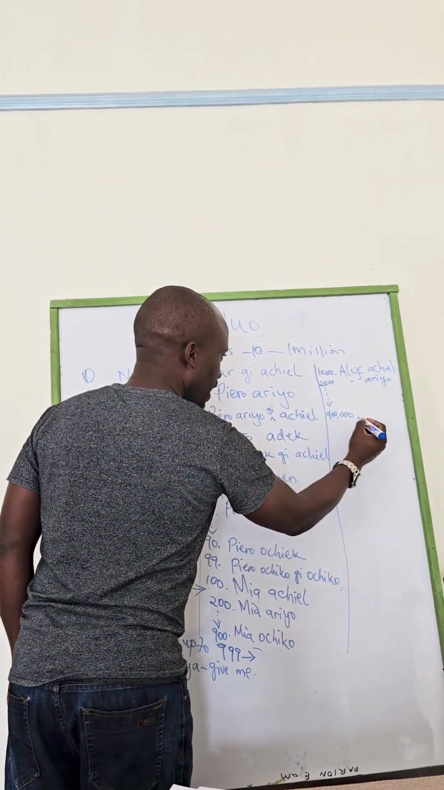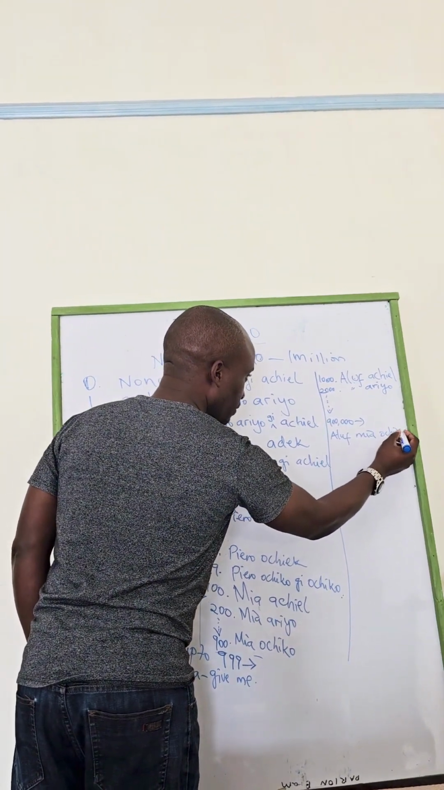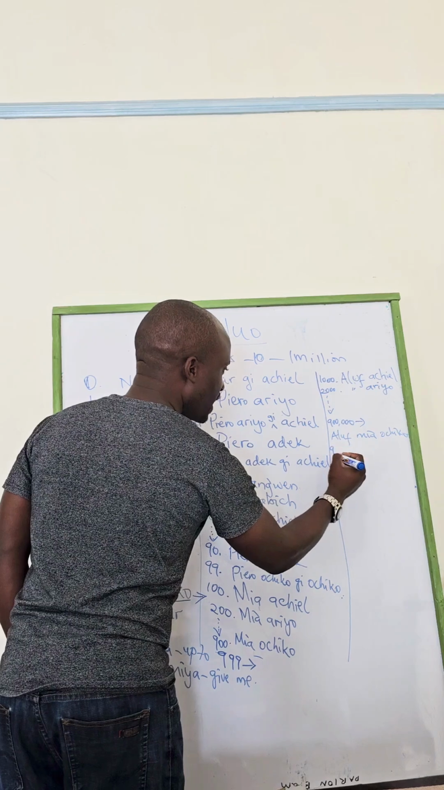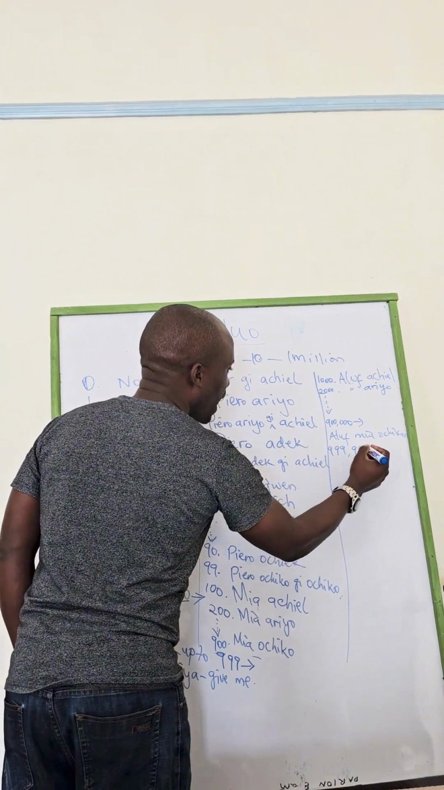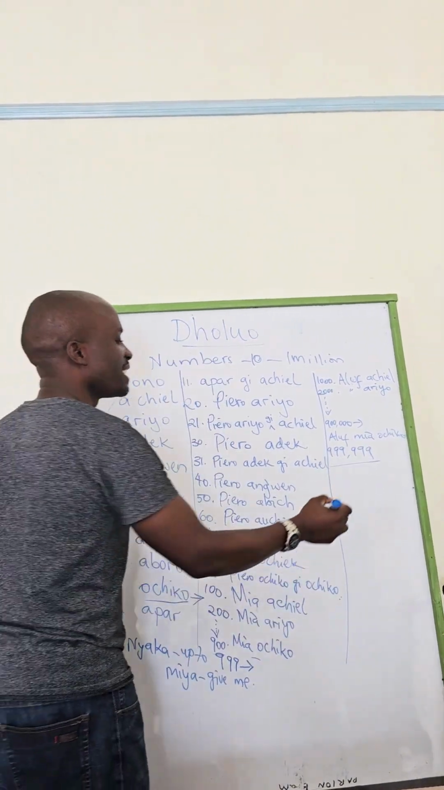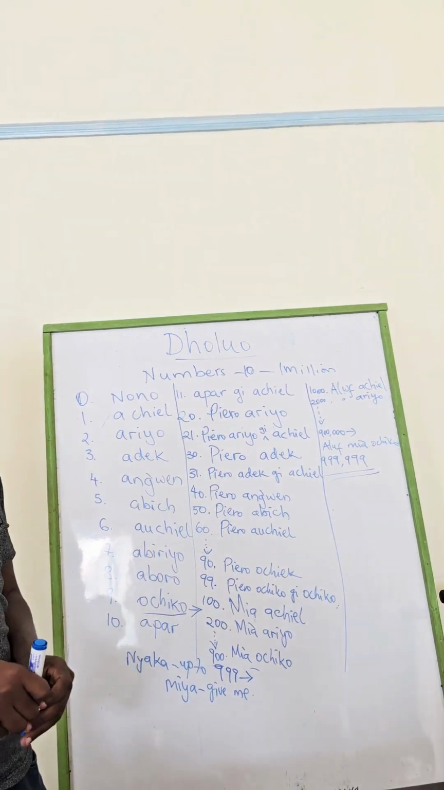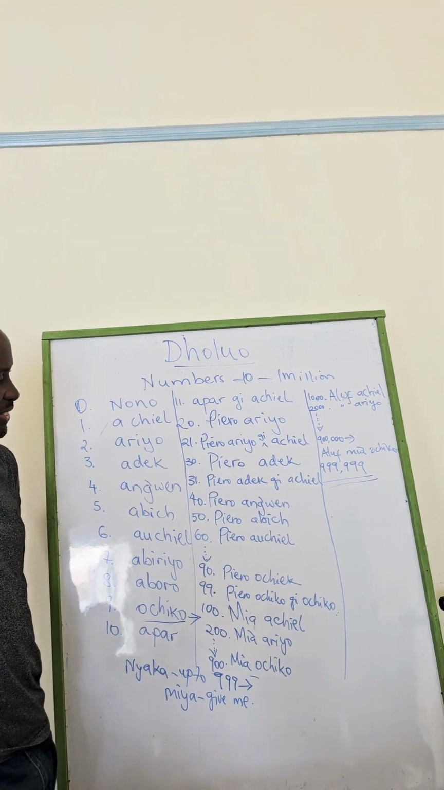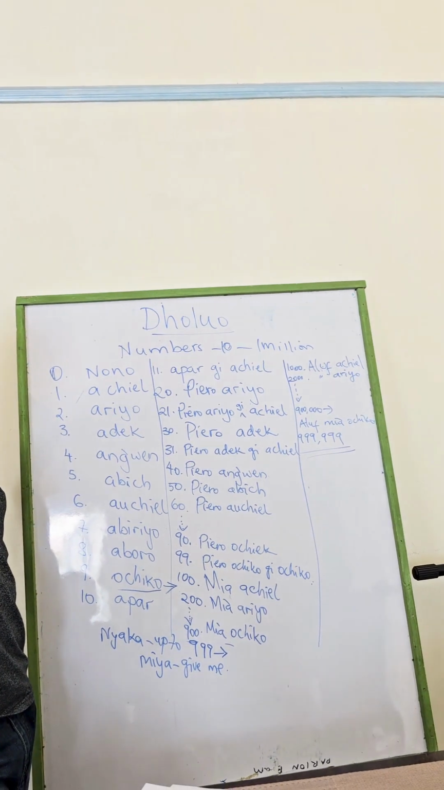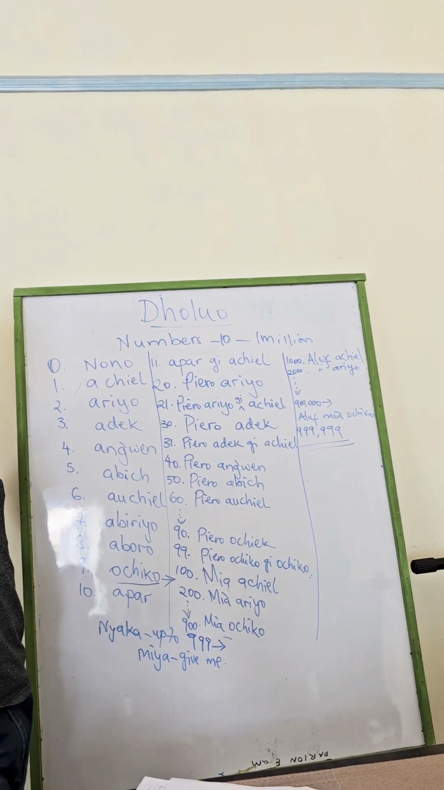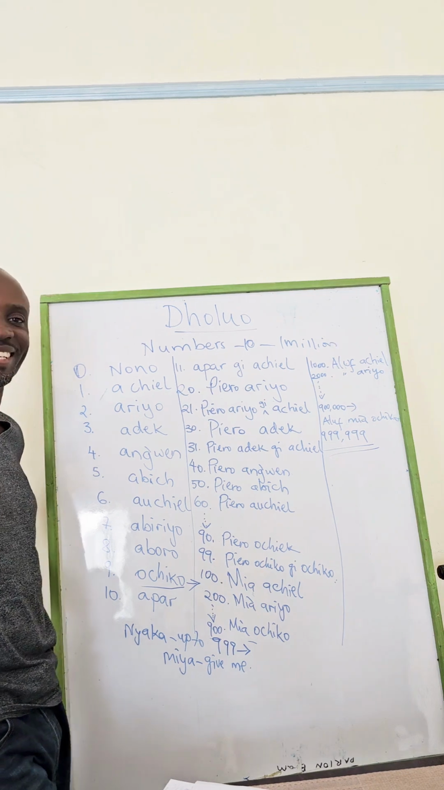900,000 is aluf mia ochiko. And then 999,000, 999. This is the ultimate question. 999,999. Let's get that one. Yes, very good. It sounds like music.